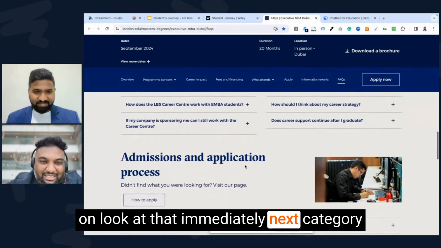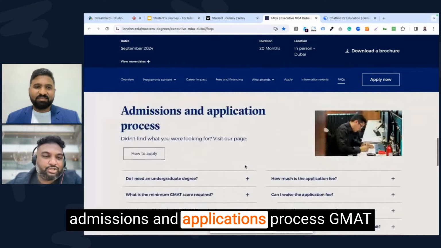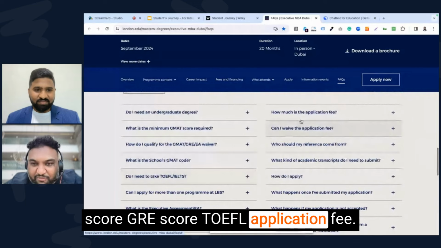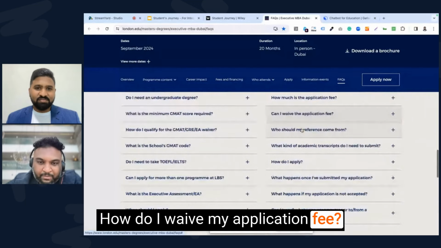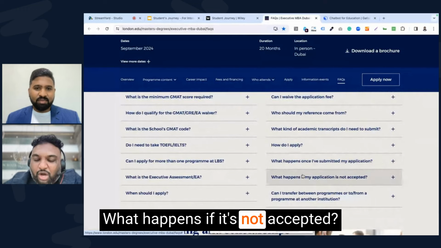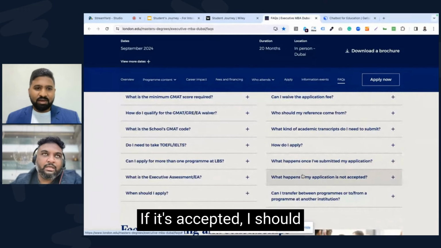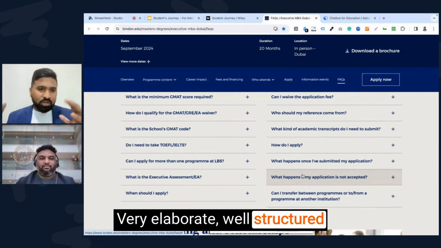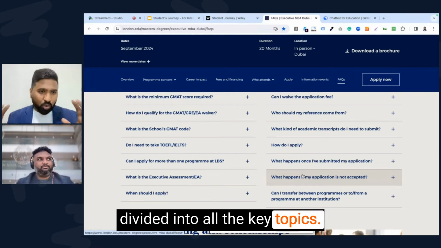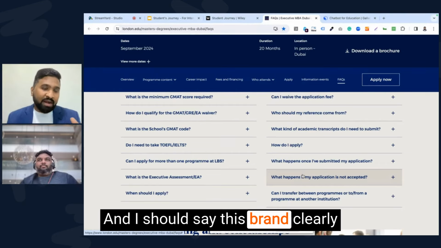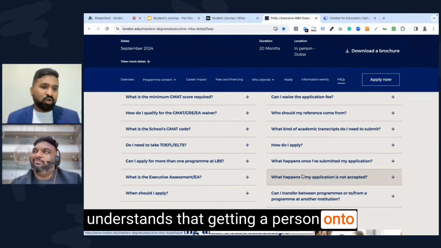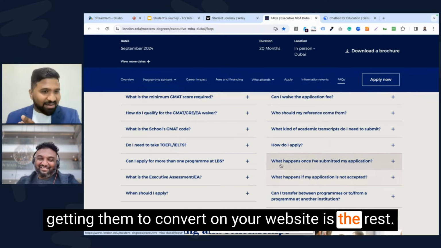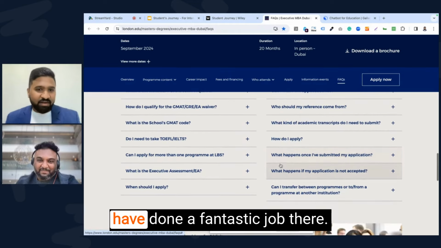Look at that. Immediately the next category: admissions and applications process, GMAT score, GRE score, TOEFL, application fee. How do I waive my application fee? How do I apply? What happens if it's not accepted? If it's accepted, what should I do? I should say this is very elaborate, well structured, and divided into all the key topics. This brand clearly understands that getting a person onto your website is just one third of the job. Getting them to convert on your website is the rest. I think these guys have done a fantastic job there.